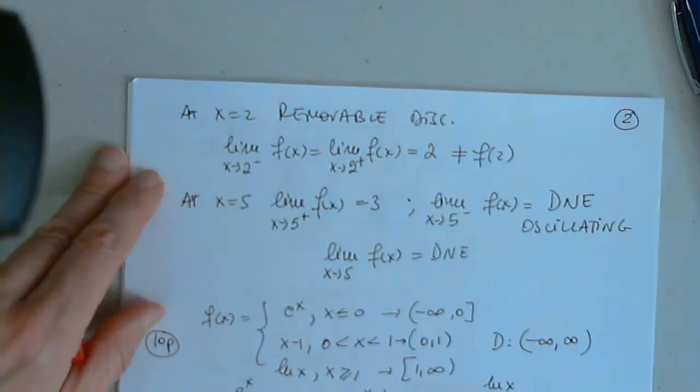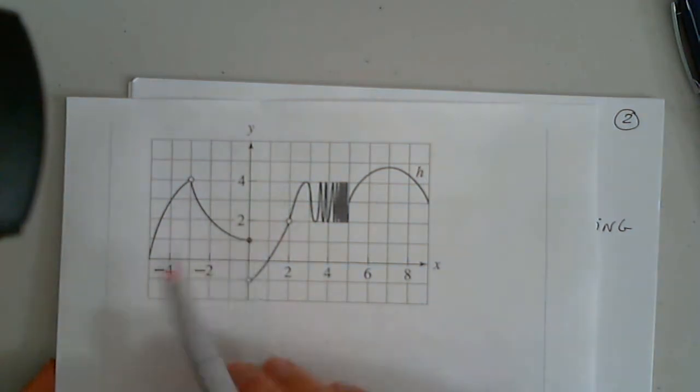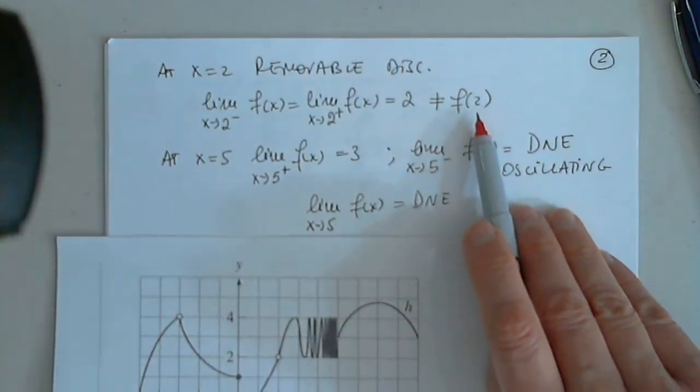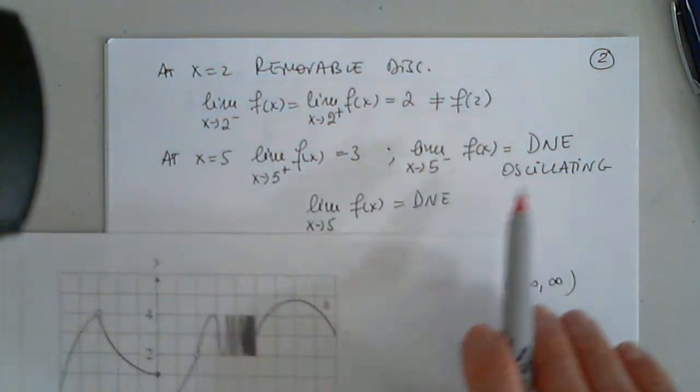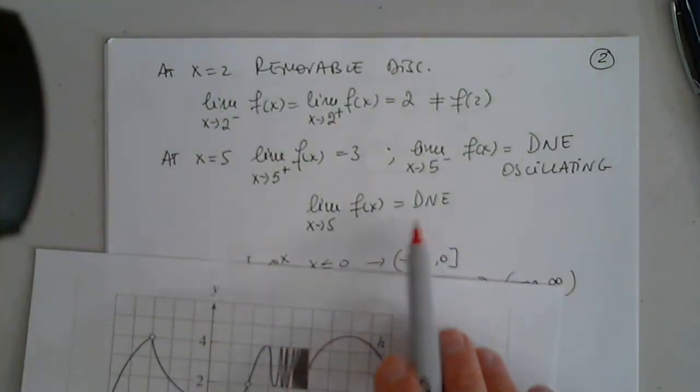At x equals 2, again the same thing, it's a removable discontinuity. The limit from the left is 2, the limit from the right is 2, but not equal to the function value at that point. And at 5, the limit from the right is 3, but the limit from the left is D and E, therefore the limit from either side is D and E.